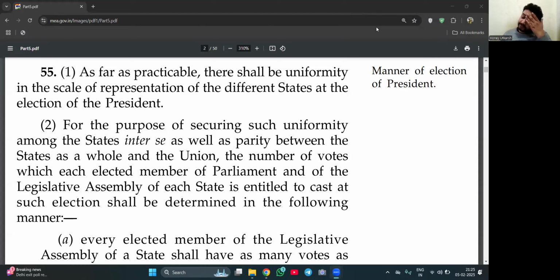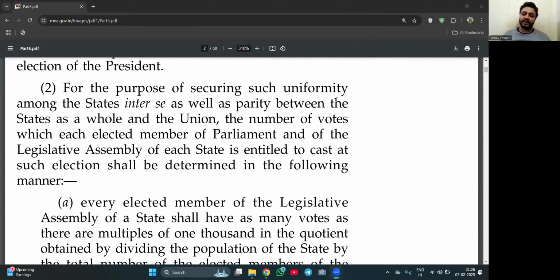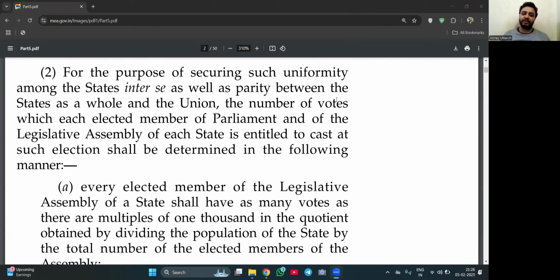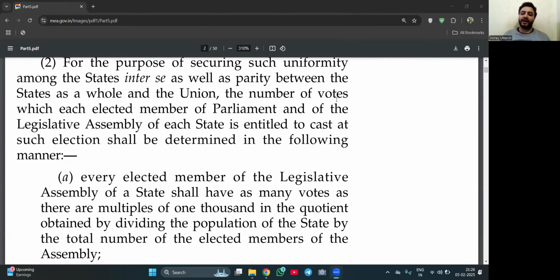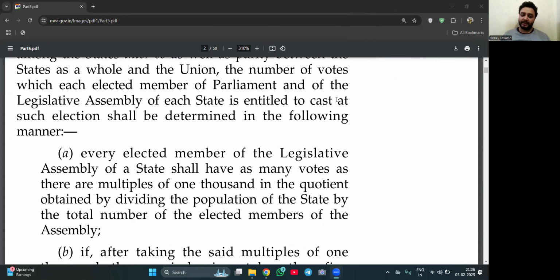Article 55 titled Manner of Election of President, Clause 1 states that as far as practicable, there shall be uniformity in the scale of representation of the different states at the election of the President. Second, for the purpose of securing such uniformity among the states inter se, as well as parity between the states as a whole and the Union, the number of votes which each elected member of parliament and of the legislative assembly of each state is entitled to cast at such election shall be determined in the following manner.